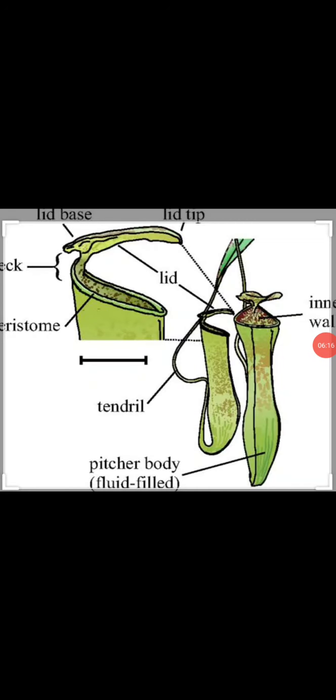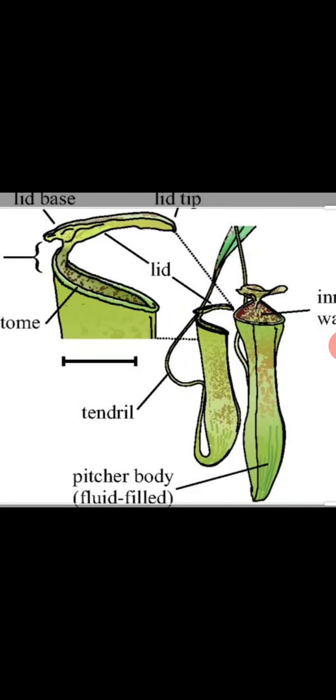Coming to the diagram, see here the Nepenthes plant, which we also call the pitcher plant. The parts of this pitcher plant are the inner wall, lid, base, neck, peristome, and tendrils. This is the pitcher body, where the fluid is filled. Attracted by that fluid, insects come near. This is the inner wall. This is the lid tip. Whenever the insect enters that area, the lid will be closed.